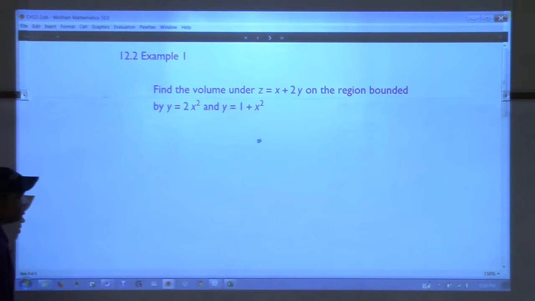Let's do this one. Let's call it a day. Find the volume under z equals x plus 2y. That is a plane, right? On the region bounded by y equals 2x squared and y equals 1 plus x squared.